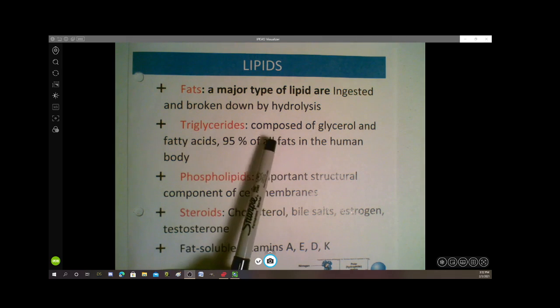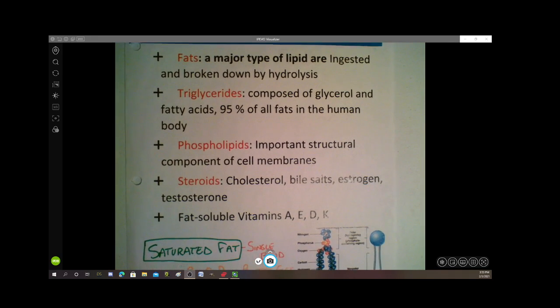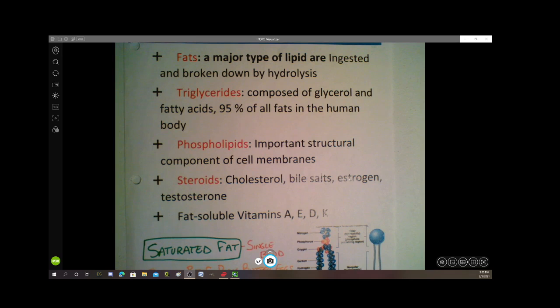So it says they're composed of glycerol and a fatty acid. They make up 95% of the fats in our body, and they're what you think of when you think of body fat. We also have some other fats that make up components of our body. Phospholipids are going to be a fat that makes up most of our plasma membranes around our cells, and we'll talk about them a little bit more in chapter 3.